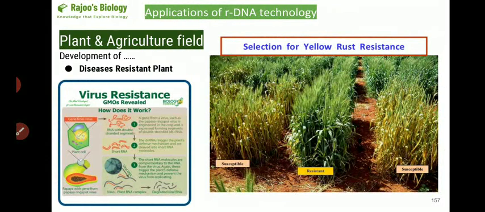The mode of action and mechanism for different resistance may vary. In the photograph you can see in the center the resistant variety, which is greener and taller as compared to the susceptible variety on both sides. So this shows that rDNA technology can develop resistant varieties, resistant to disease.